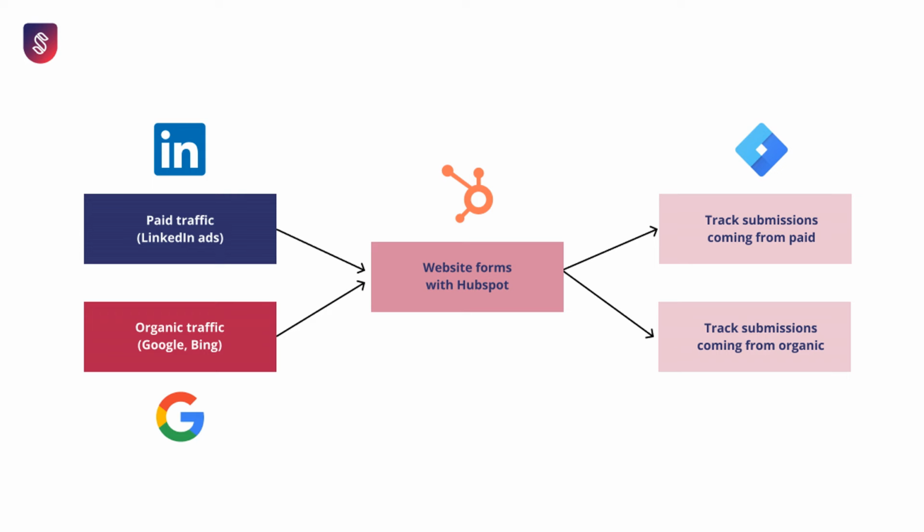Regardless of the source of the traffic, paid or organic, all the forms will be HubSpot forms, so all the conversions will be tracked with HubSpot forms. In this scenario, you want to track submissions coming from both paid and organic, but you want to have these tracked as separate conversions, so that you understand which of your channels performs better. Also, it is very common for all the tracking to happen in Google Analytics. Now with GA4, you can still track conversions using Google Tag Manager to keep everything organized.